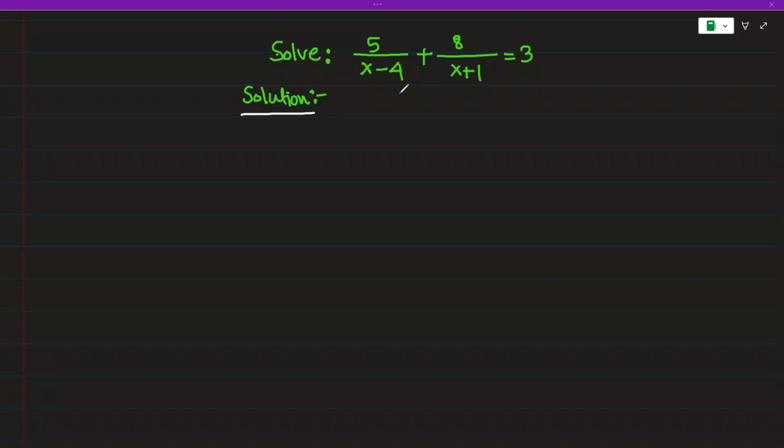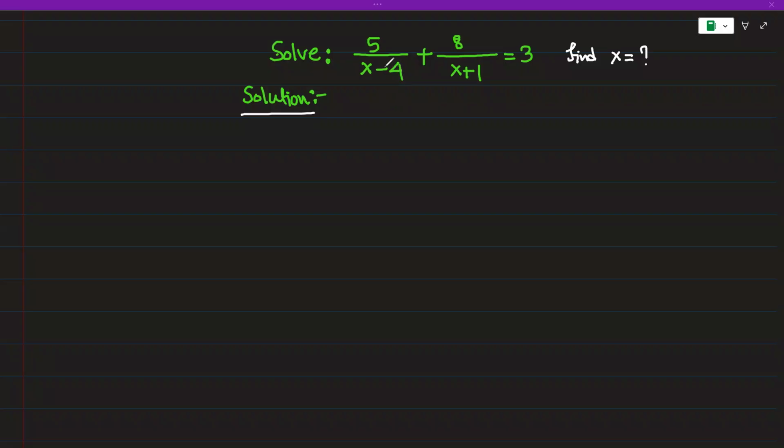5 over x minus 4 plus 8 over x plus 1 equals 3. You have to find the value of x. So first, we look at the denominators.